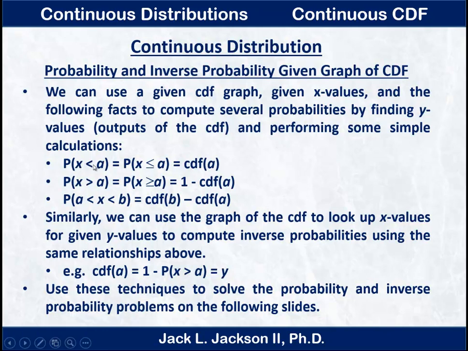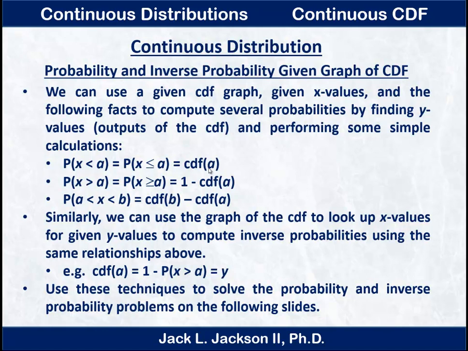So if you want to find the probability to the left, probability of x less than A or probability of x less than or equal to A, all you have to do is just find the y value that goes with A, that's the CDF of A, and you found the probability that you're looking for. On the other hand, if you want to find the probability that x is greater than A, which is the same as the probability x greater than or equal to A, then you have to do 1 minus the CDF of A. So basically you find the y value that goes with A and then subtract that from 1.